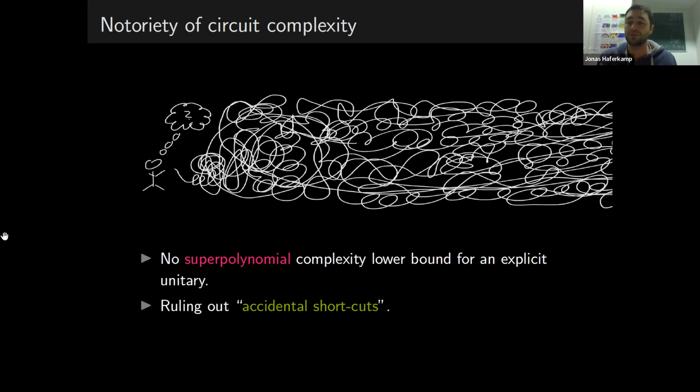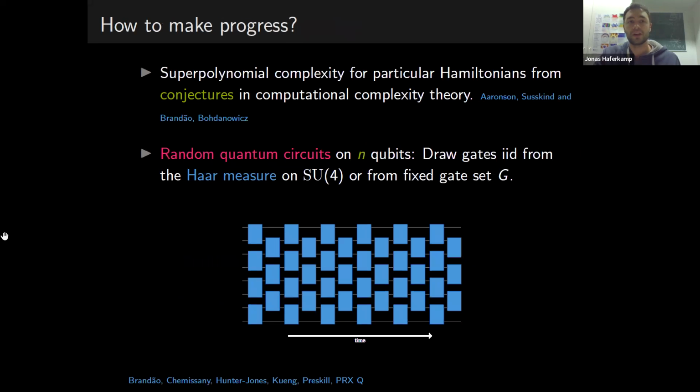I mean, of course, this is not a rigorous argument, but this is sort of how I try to make sense of the difficulties here. Well, how to make progress if it's so difficult? One way of going forward is basically to assume that certain complexity classes don't collapse. And that leads to really cool results.